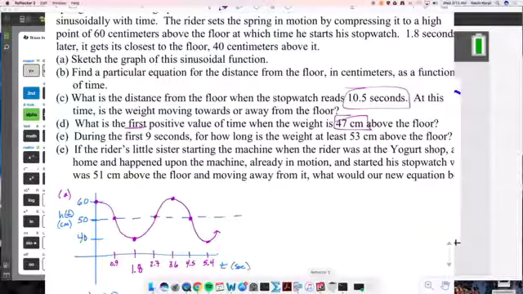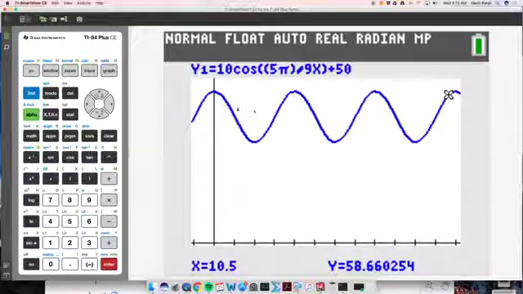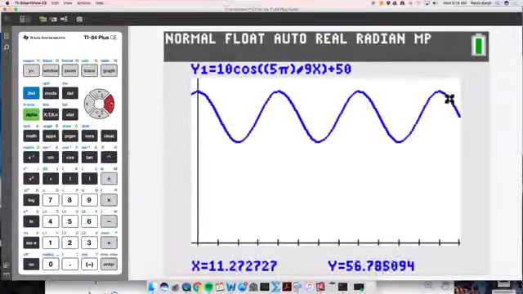What is the first positive value where it's at 47? So we don't care if it's going up or down. We just want to know what is the first time after he starts his stopwatch where it's at 47. So if you go to the graph, it starts at 60, right? So it's going to hit 47 for the first time somewhere in here on the way down. So what do we do? We just trace, and we scroll over until the Y values are close to 47.